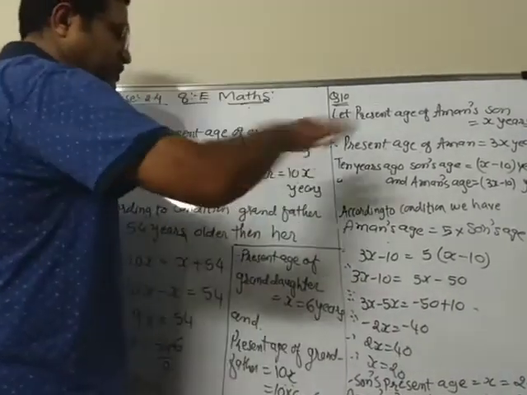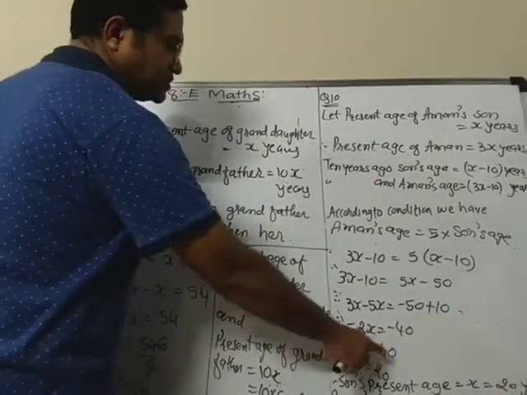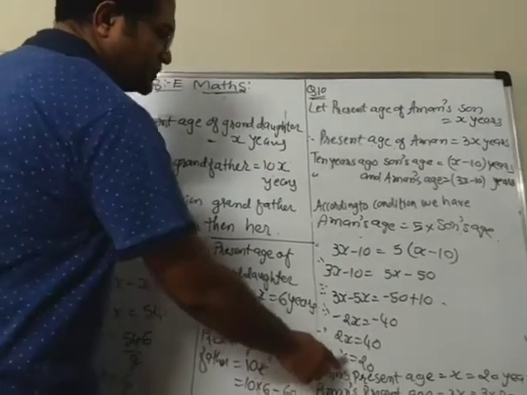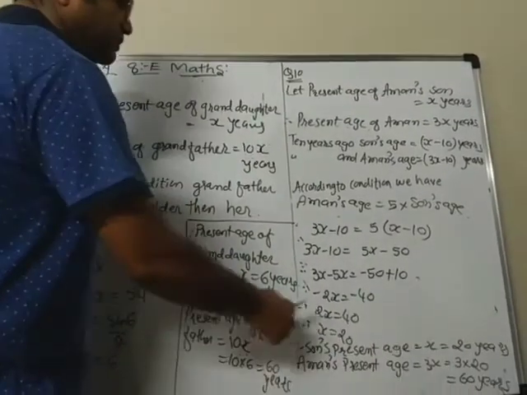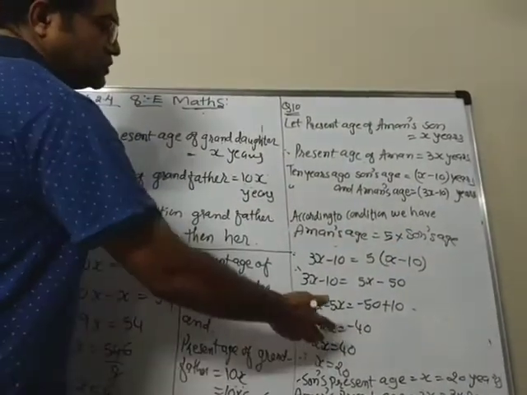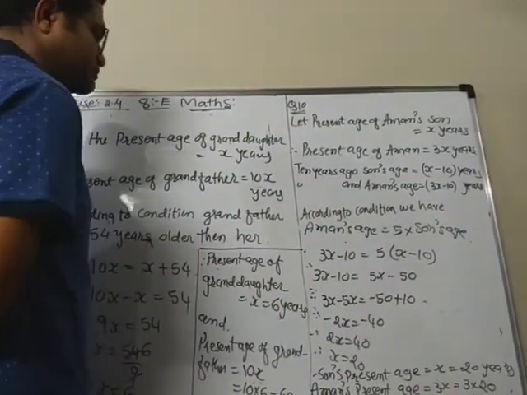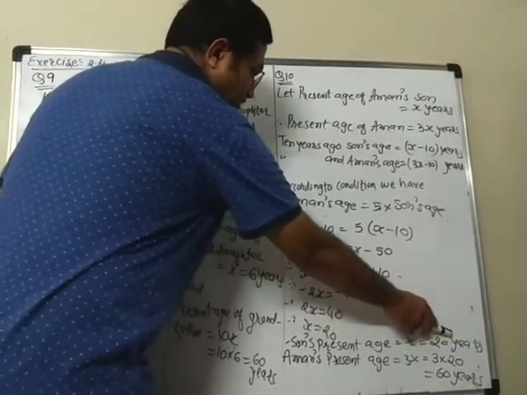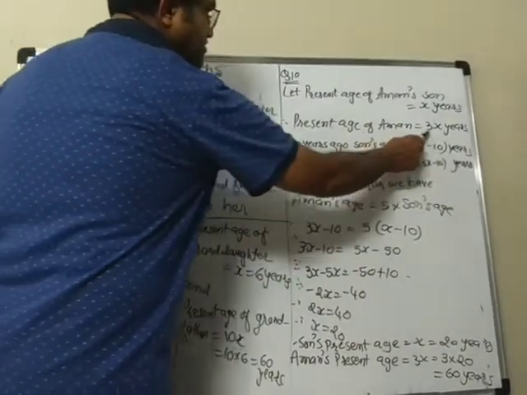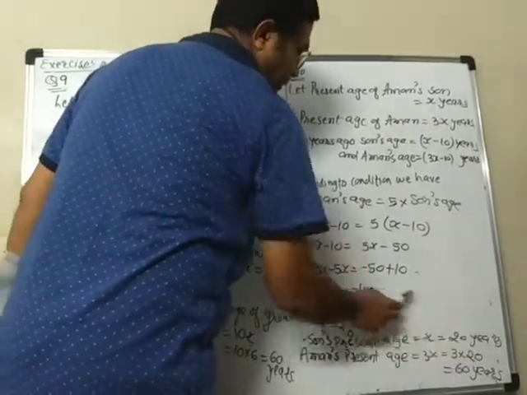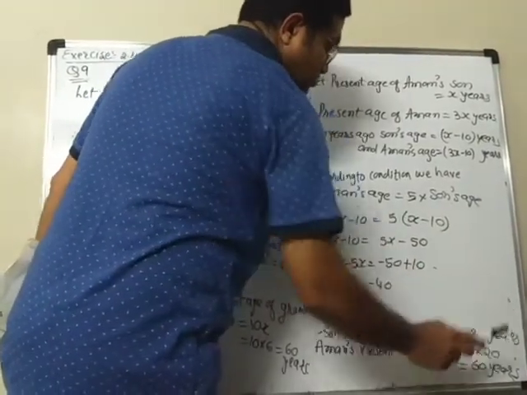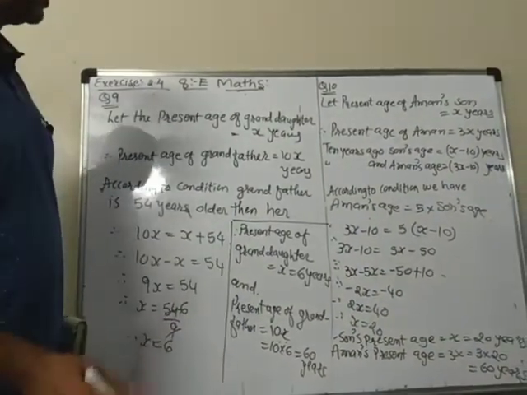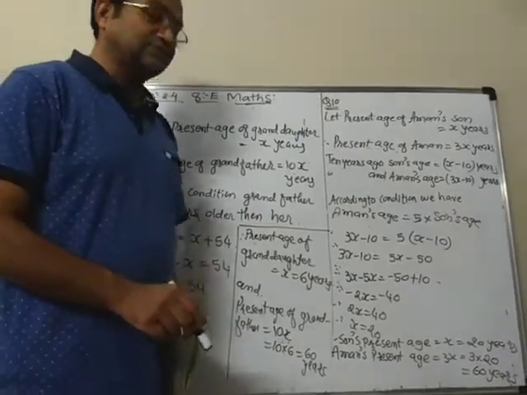Both sides negative sign you can cut. So 2X is equal to 40 and therefore X is equal to 20, because you can take 2 that side, so it will be 40 upon 2. It means that the son's present age is X, means 20 years, and Aman's present age is 3X, means 3 multiplied by X, which is 20. So 3 times 20 is equal to 60 years.